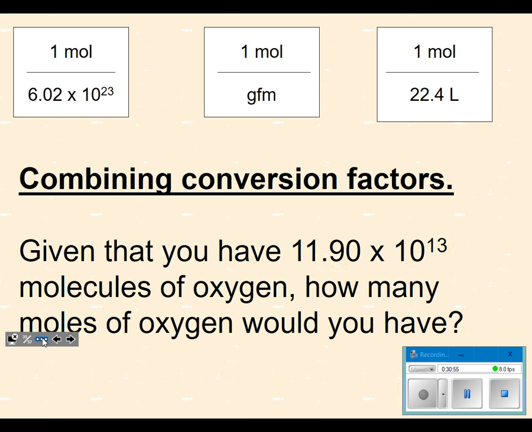All right, so now we could combine all these conversion factors and do more than one. Because remember, we could flip this card upside down, or this card, or this card. So I'm going to be given 11.9 times 10 to the 13th molecules, but I want to find moles.